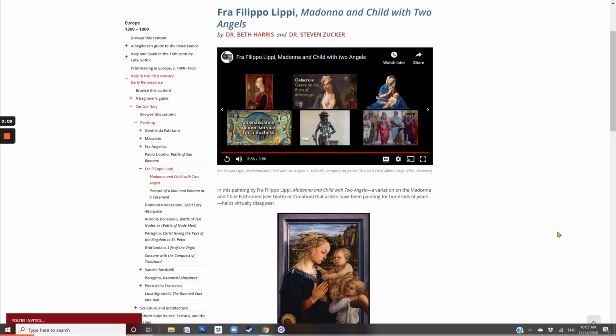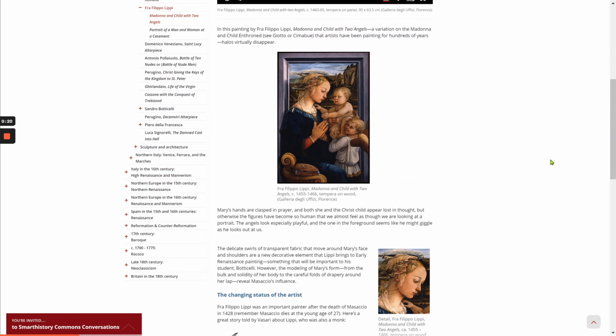In this painting by Fra Filippo Lippi, Madonna and Child with Two Angels, a variation on the Madonna and Child enthroned that artists have been painting for hundreds of years, halos virtually disappear. Mary's hands are clasped in prayer, and both she and the Christ child appear lost in thought. But otherwise, the figures have become so human that we almost feel as though we are looking at a portrait.